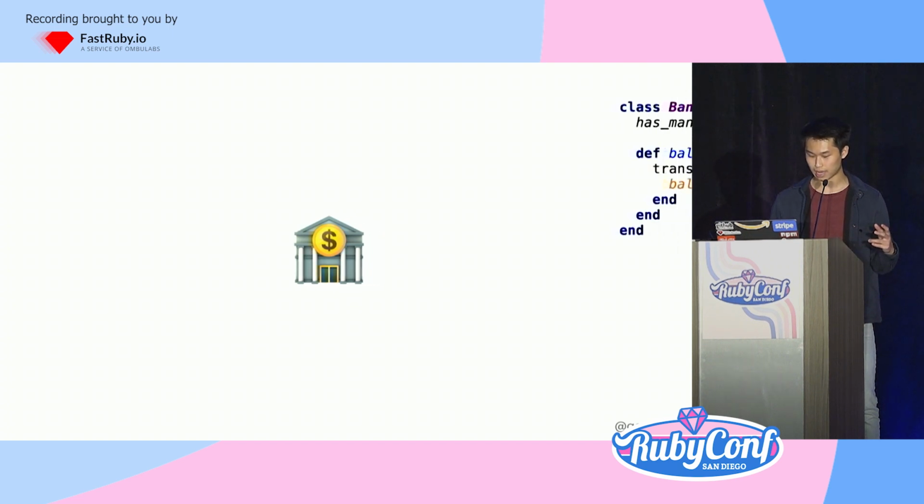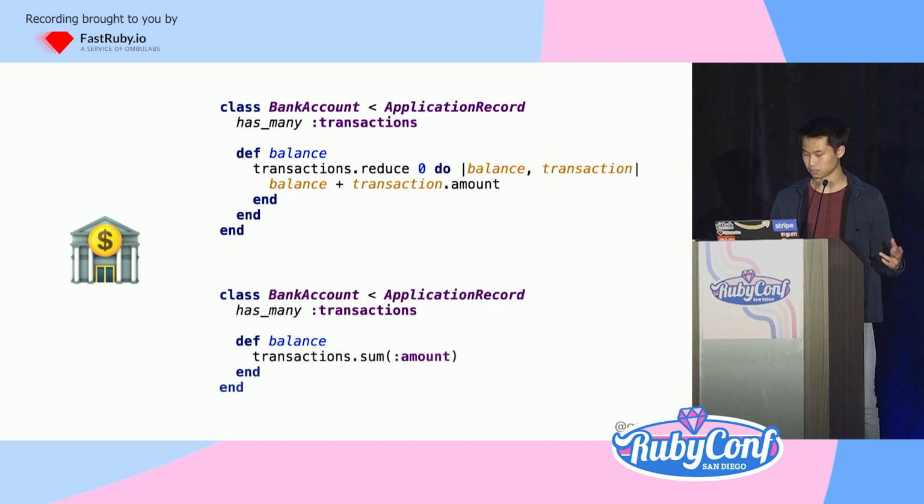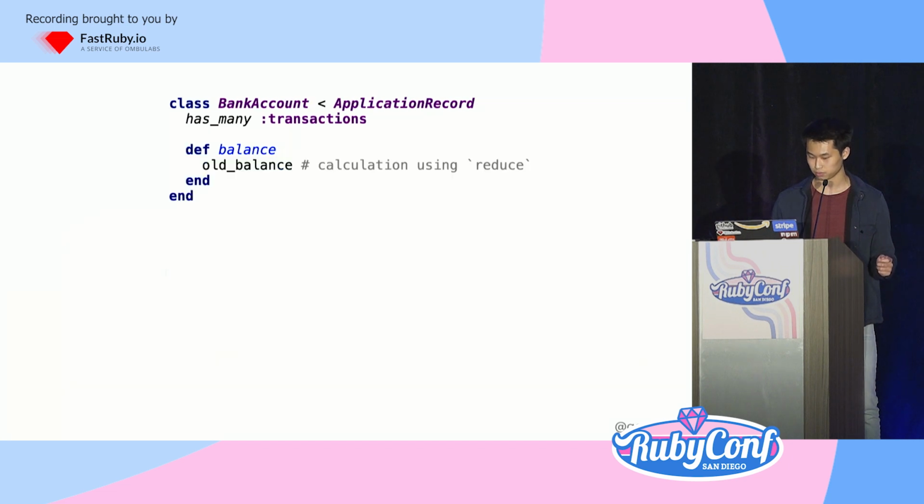And if you were to take a look at this Ruby on Rails code here, you'll notice that we're using reduce to sum up all the transactions. However, you might think to yourself, instead we could use the sum method and do this all in the database and make it a lot quicker. So this seems like a really straightforward change. However, there might be a way to make sure we're actually getting the same results.